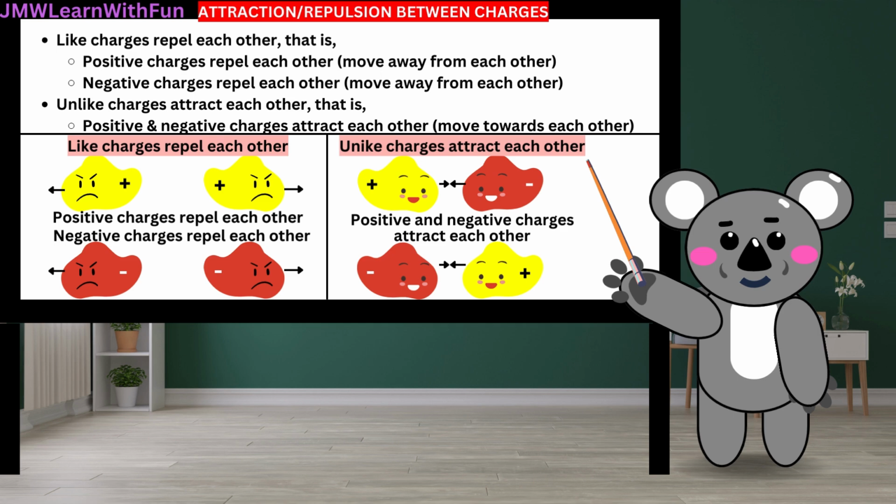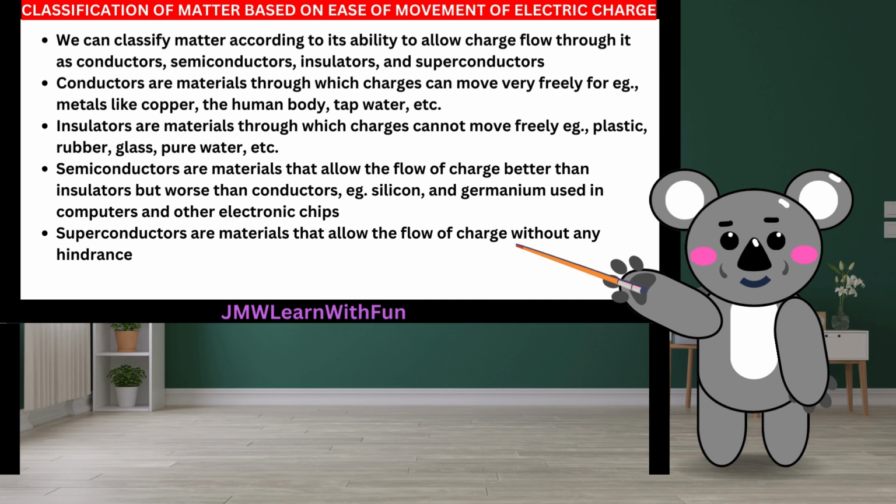We can classify matter according to its ability to allow charge flow through it as conductors, semiconductors, insulators, and superconductors. Conductors are materials through which charges can move very freely, for example, metals like copper, the human body, tap water, etc.